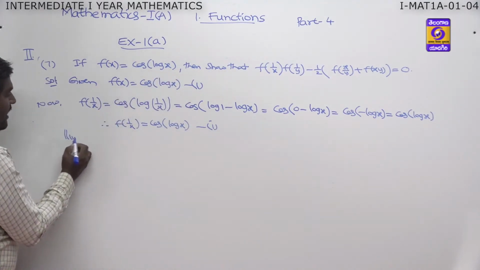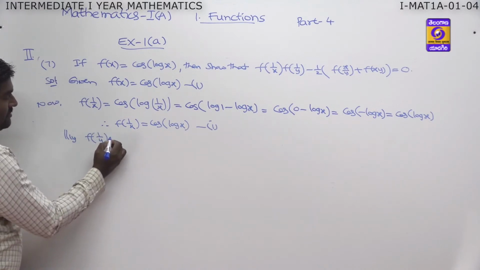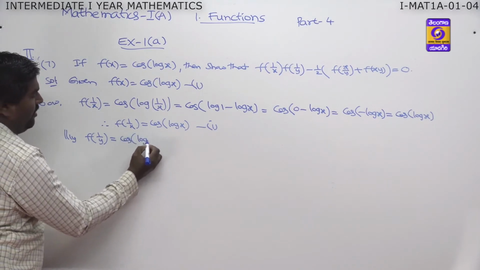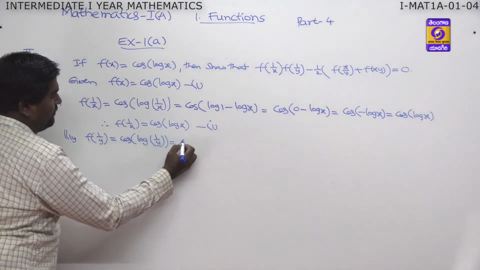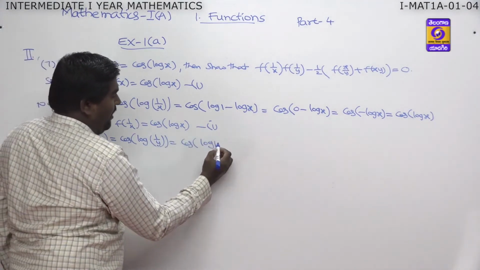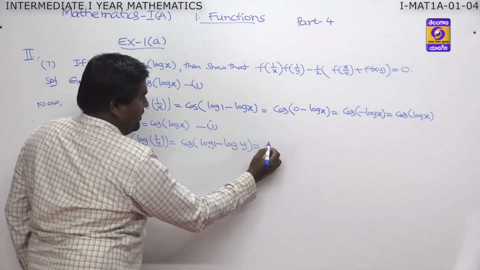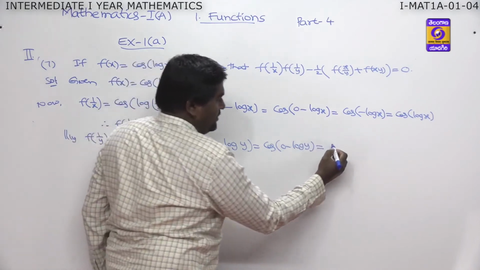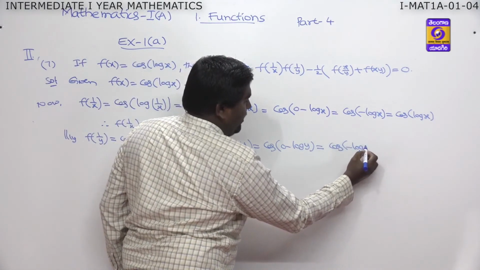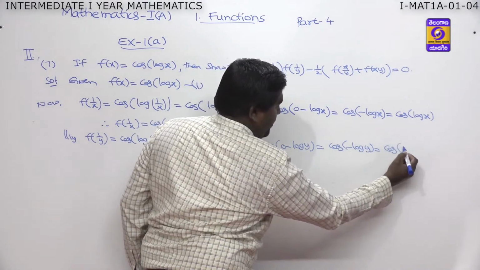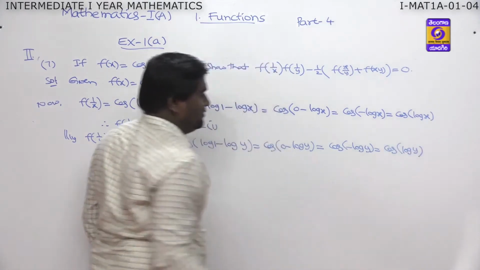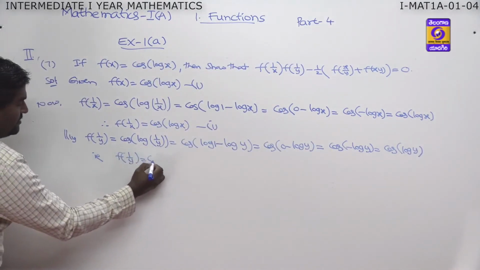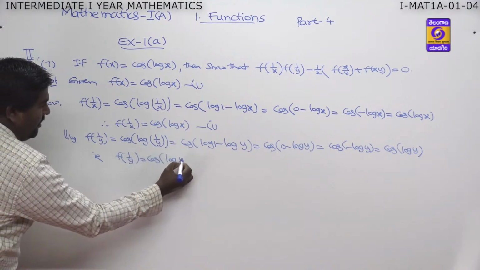Similarly, f of 1 by y is equal to cos of log of 1 by y. It is cos of log 1 minus log y. It is cos of 0 minus log y. It is cos of minus log y, clearly cos of log y. That is, f of 1 by y is equal to cos of log y.